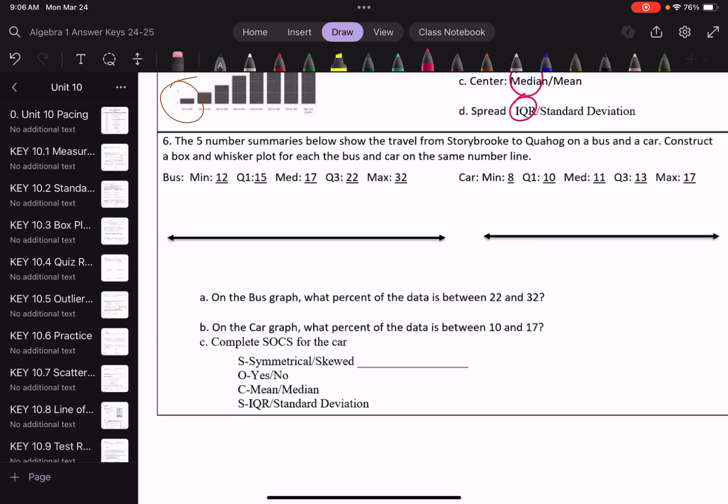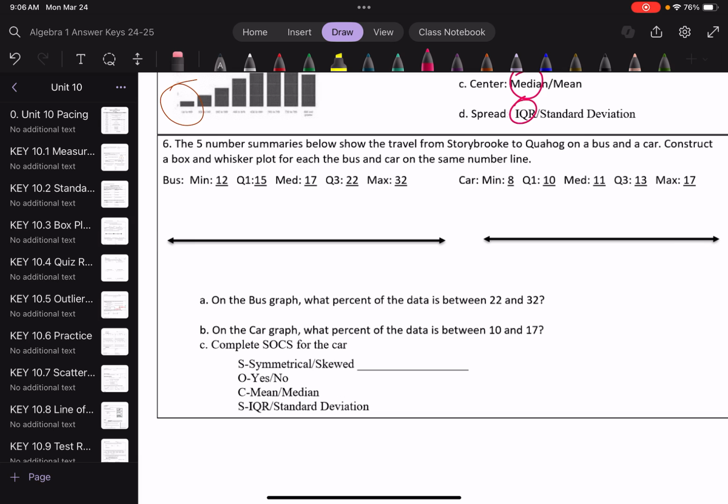That leads us on to problem 6. So problem 6 says the 5 number summaries below show the travel from Storybrooke to Quahog on a bus and a car. Construct a box and whisker plot for each bus and car on the same number line. So we're going to use the same values for this number line. This was something that was missed quite a bit when we did our quiz. Let's go ahead and make our number line by tens.